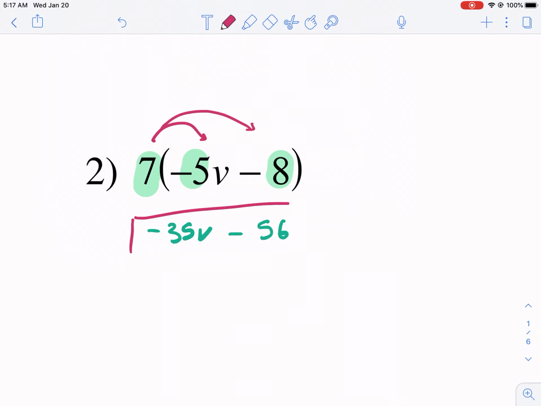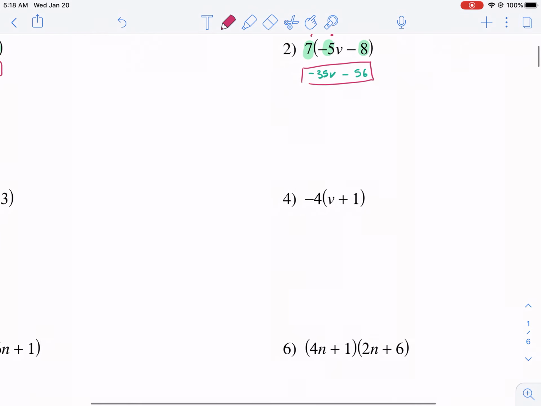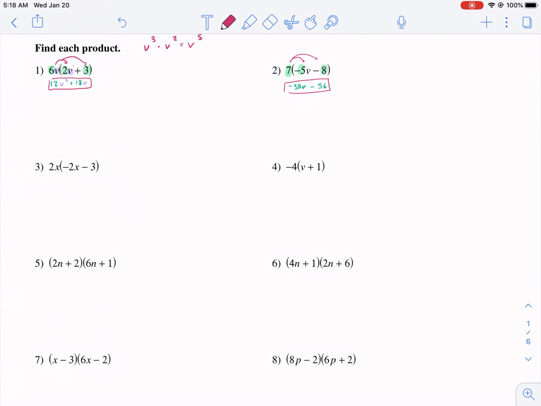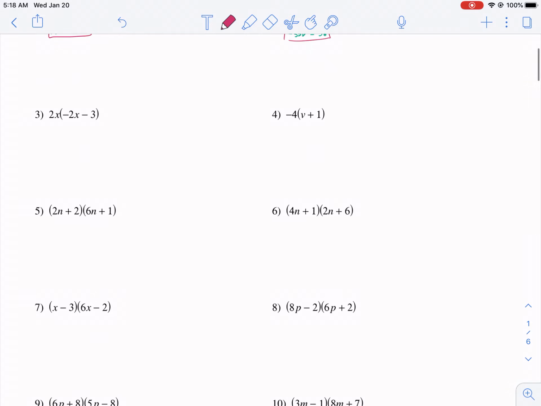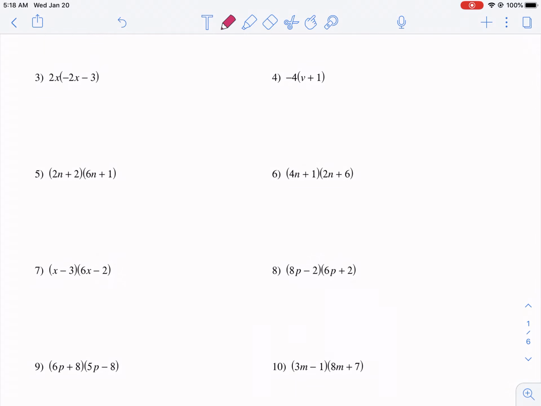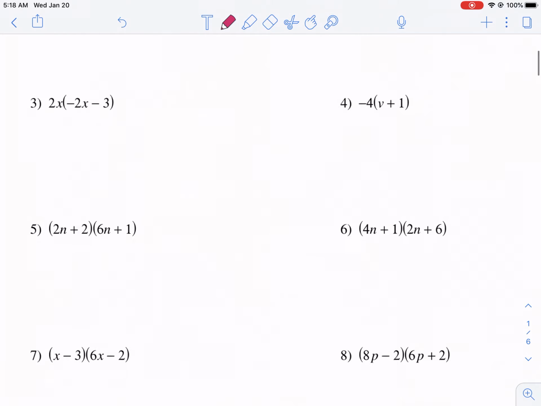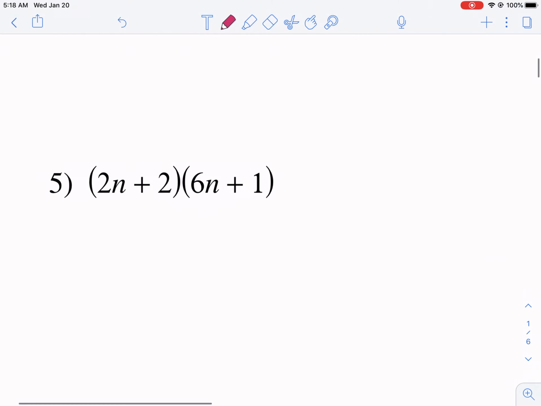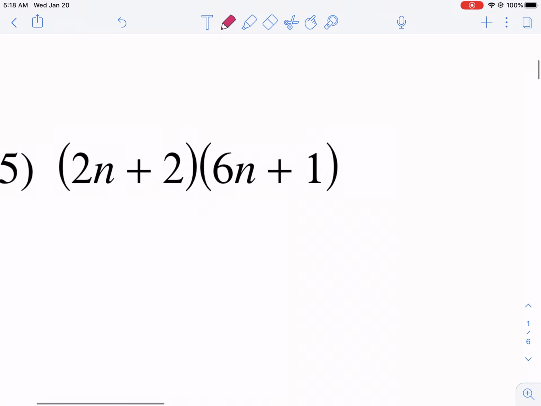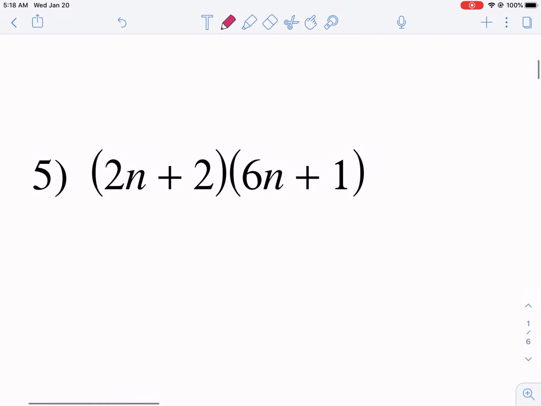So this one was a little bit more simple. Okay, let's go to some more difficult ones. You can see that we have two binomials. It's funny how it says multiplying. This is multiplying polynomials. Great. So we have binomials here. What does that mean? Binomial means two terms. So we have 1, 2 here, 1, 2 here in each set of parentheses.